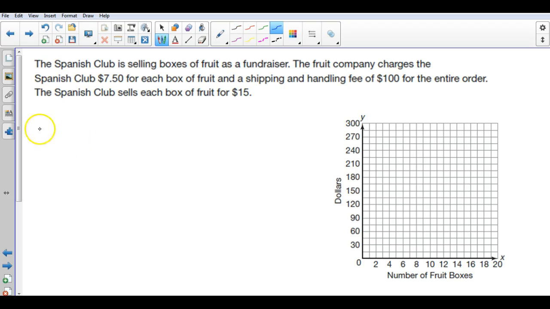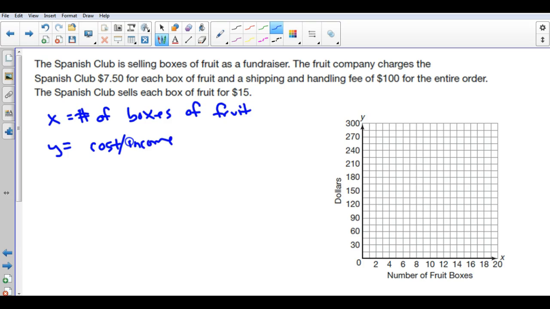So I'm going to have two equations here. We're going to have a cost equation and an income equation. And I'll write both of them in y equals mx plus b form, slope-intercept form. So what I'm going to do is define that. I'm going to say x is going to be the number of boxes of fruit, and y is going to be my cost slash my income. So one of my equations will be for cost and the other one will be for income.